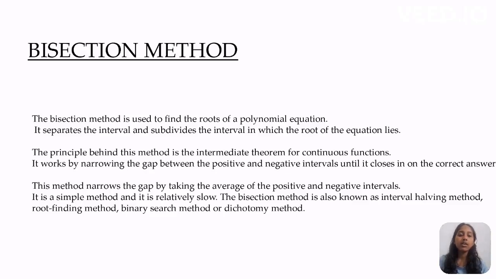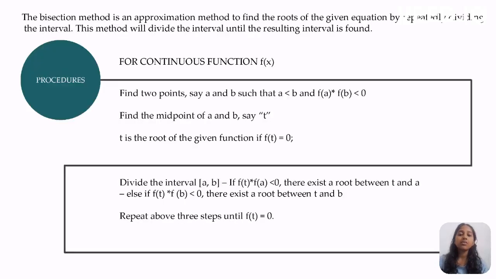answer. This method narrows the gap by taking the average of the positive and negative intervals, and it is relatively slow. The bisection method is also known as the interval halving method, root finding method, binary search method, etc. The bisection method is an approximation method to find the roots of the given equation by repeatedly dividing the interval. This method will divide the interval until the resulting interval is found.